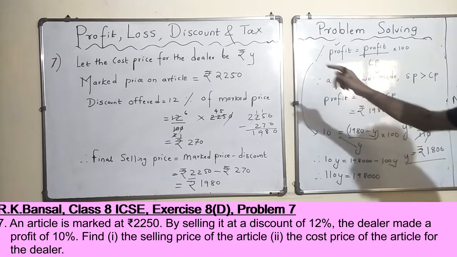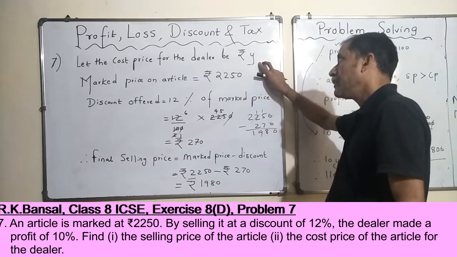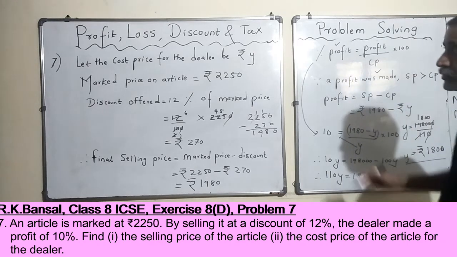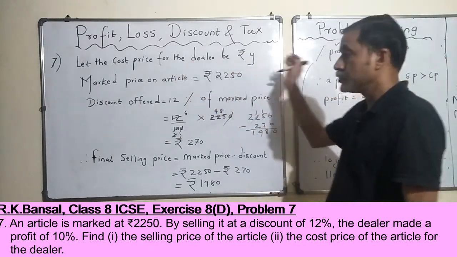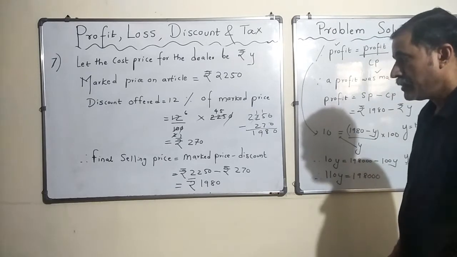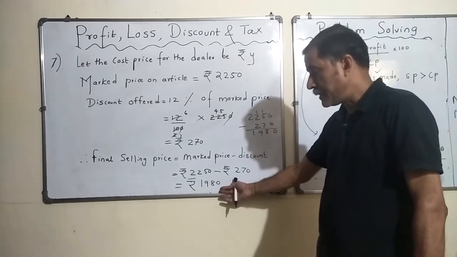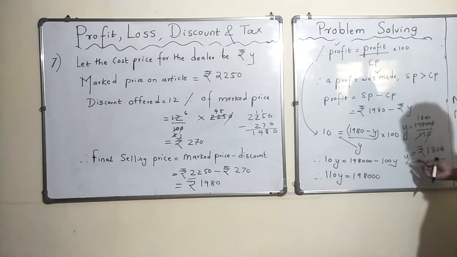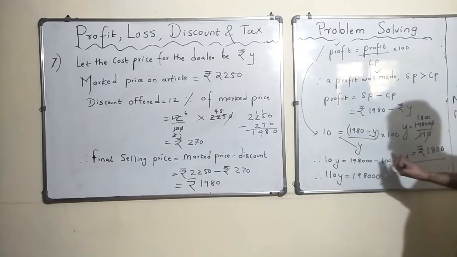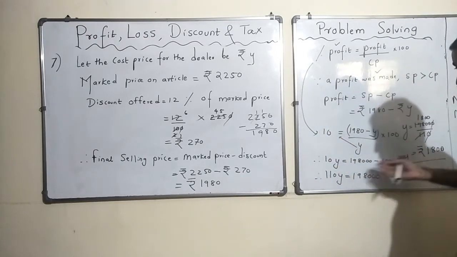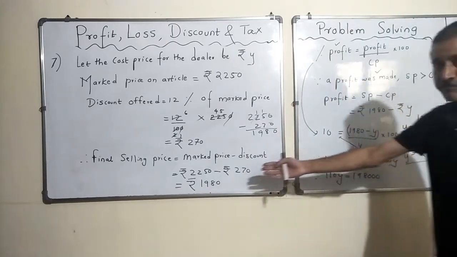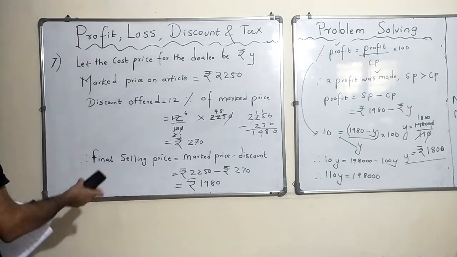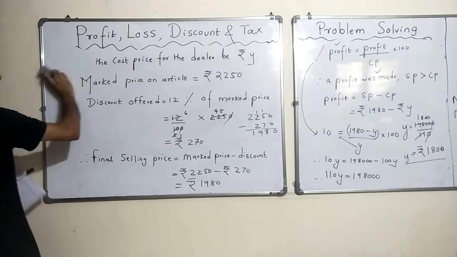So what was y? Let the cost price for the dealer be rupees y. So y we got to be 1800 rupees. So the cost price of the article for the dealer is rupees 1800. Okay, he sold it for 1980 rupees, and that happened to be 10% of 1800 more. If you can see, 10% of 1800 is nothing but 180, which is 180 more than the cost price is the selling price. Okay, sounds good. I hope you understood this problem. Shouldn't be difficult, right? Let's move on to the 8th one.